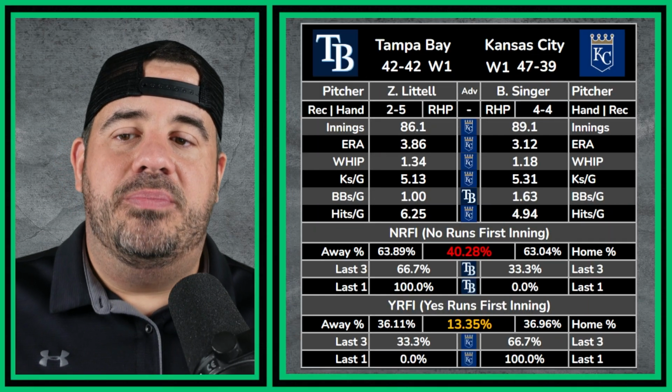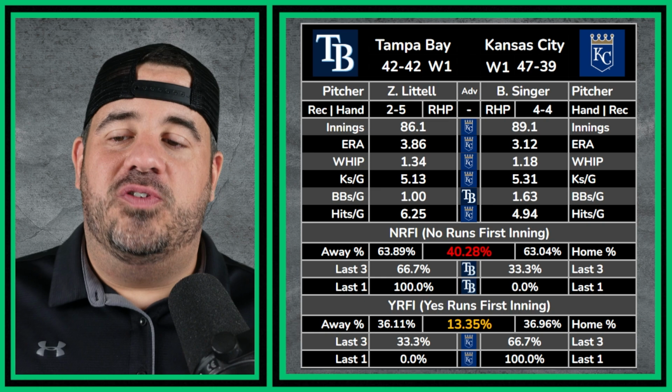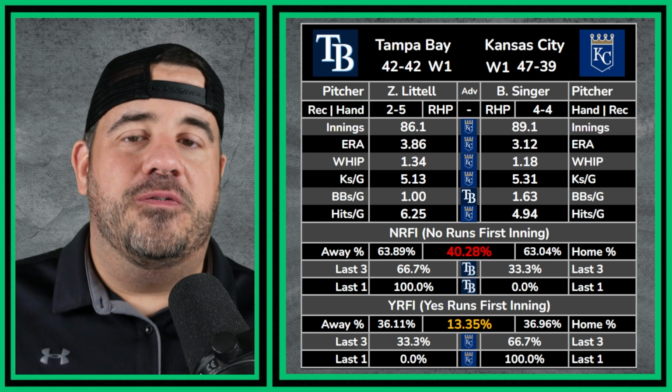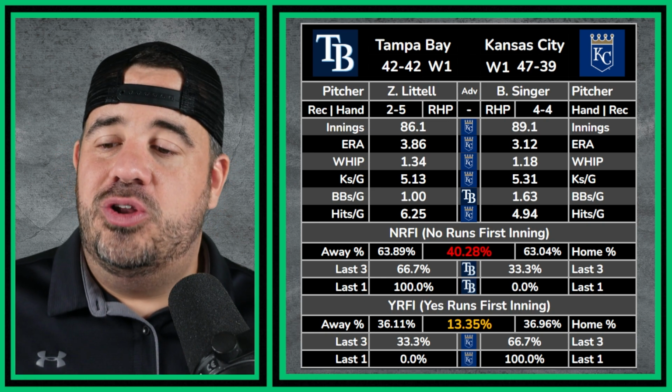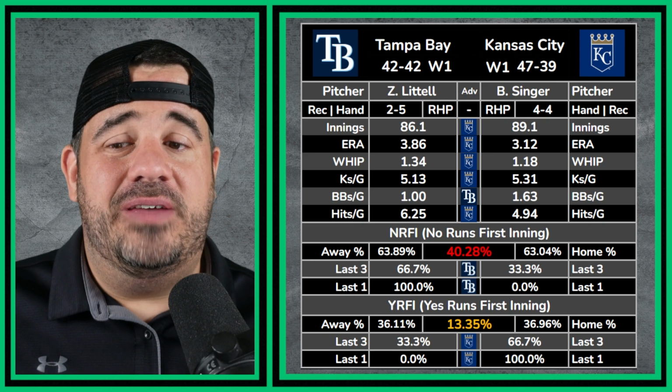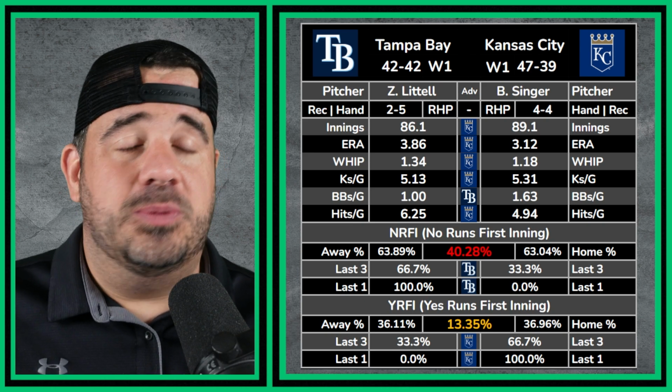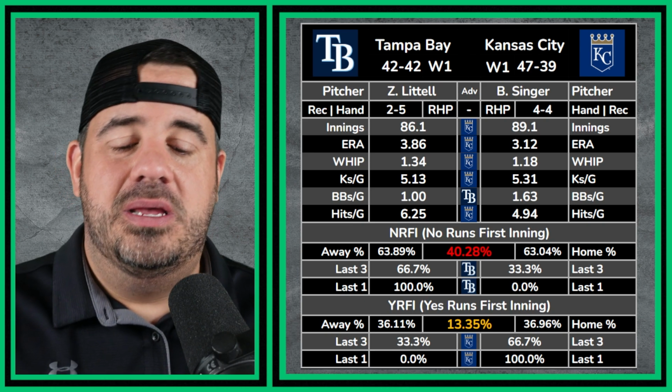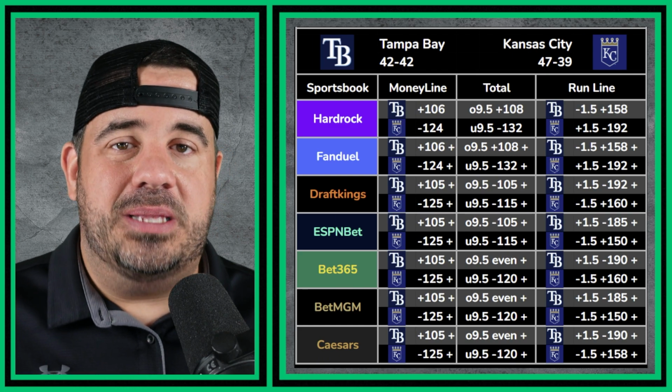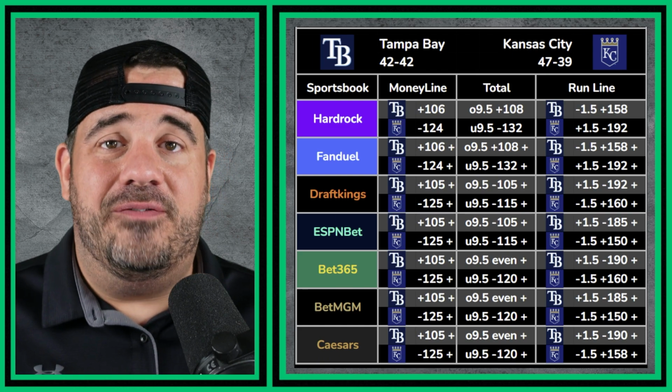All right, next up, we got Tampa and Kansas City. We got Lytle with a 2.5 and a 3.86 up against Singer 4-4 with a 3.12. Nerfy 40.2 based on what they've done this year. The Yerfy's highlighted in this one, but with these pitchers, probably pass on that. Looking at the odds, we see KC is slightly favored at home. Totals are 9.5 across the board.